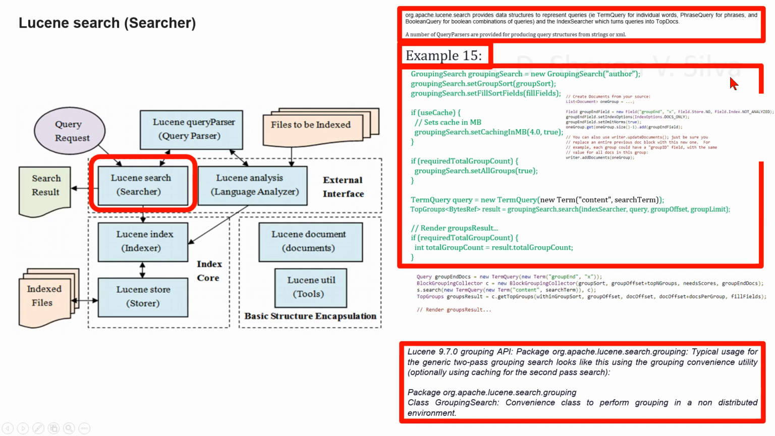Top n groups: how many top groups to keep. For example, 10 means the top 10 groups are computed. Group offset: which slice of top groups you want to retrieve.